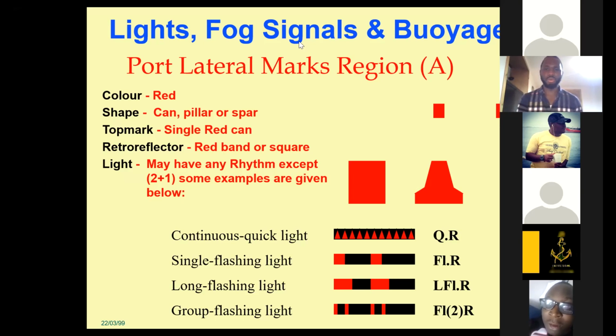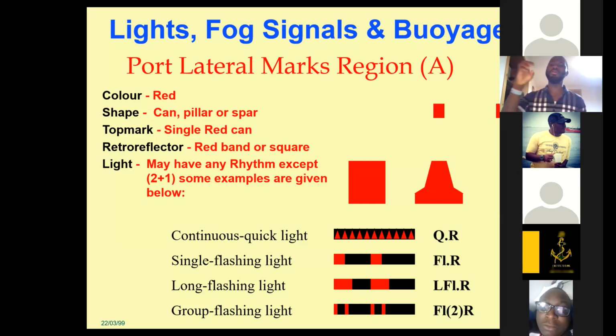Can somebody tell me? Omar, can you read it out for me? Except 2 + 1, 2 + 1. Exactly. So it can show any other light, but it cannot show 2 + 1. So once we start trying to work out in our brain what kind of light it is, the first thing we should look out for is: is it showing 2 + 1? If it's not showing 2 + 1, and it's showing a color of light which can be red or green, then we start thinking, yes, this is a lateral mark.